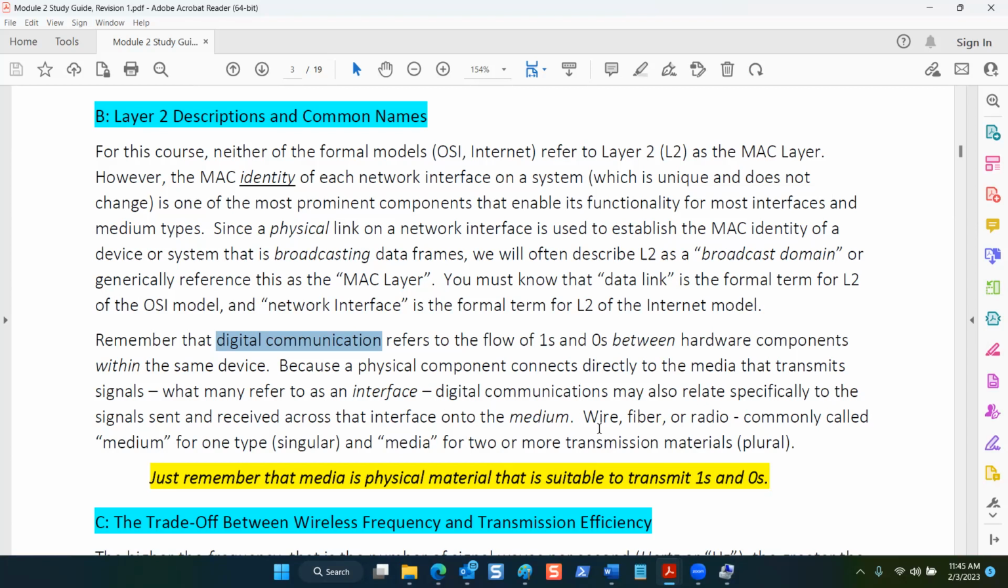So a medium is a substance between 2 devices or systems. Could be wire, could be glass fiber, which we call fiber optic. It could be radio waves, commonly called a medium for one, or if there are multiple forms of transmission substance, we call those media. I just want you to know the proper terms because it's considered good form to refer to the proper terms.